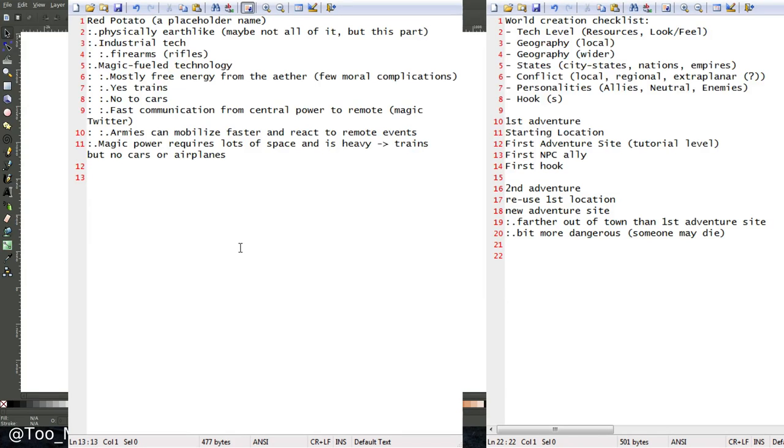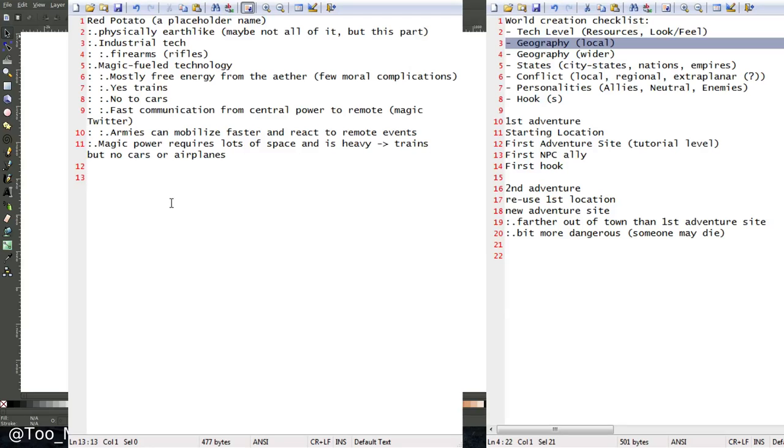So let's move on to the next point on the world creation checklist. Let's talk a bit about geography. Now, I'm not going to start drawing maps just yet, mostly because my drawing tablet is broken and I need to get a better one before next week. But we can still talk about geography and the area around where the adventure is going to start.